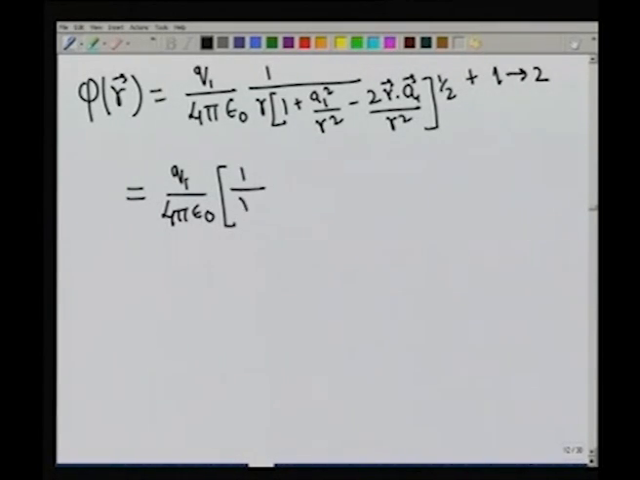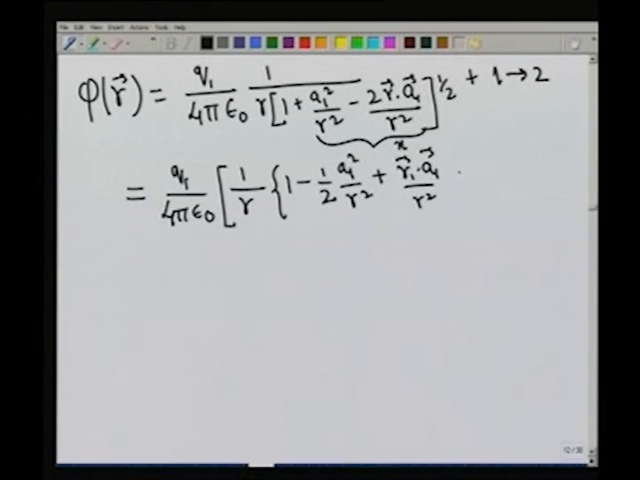I have 1 over R and I have 1 plus, let me call this as x to the power of half. So 1 over 1 plus x to the power of half can be simply written as 1 minus half x, which will give me 1 minus half A1 squared by R squared plus R dot A1 by R squared plus higher order terms. So this is what I am going to get.